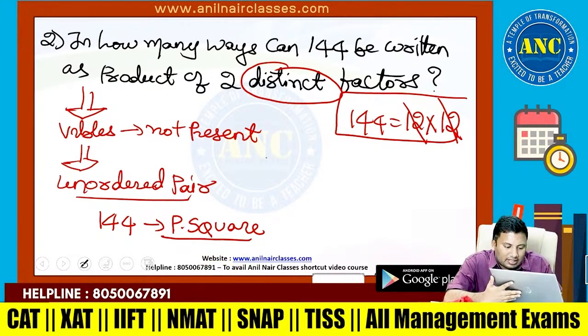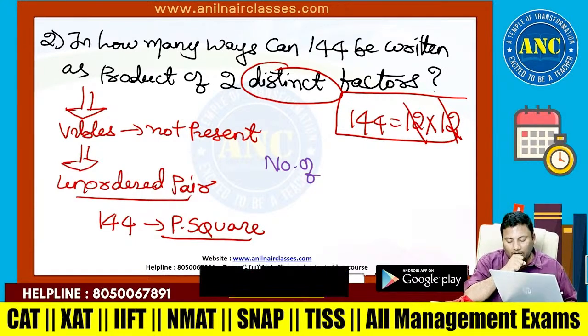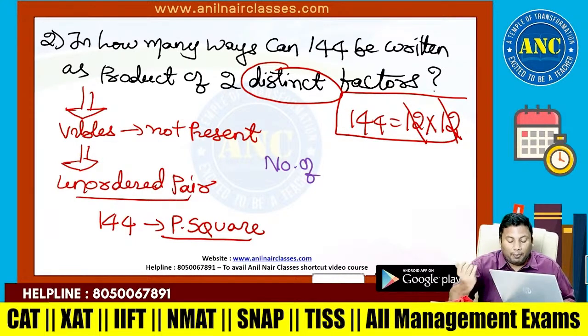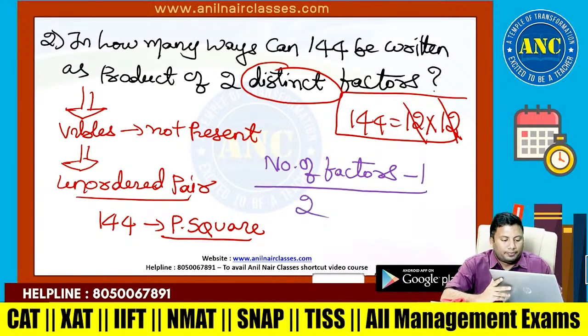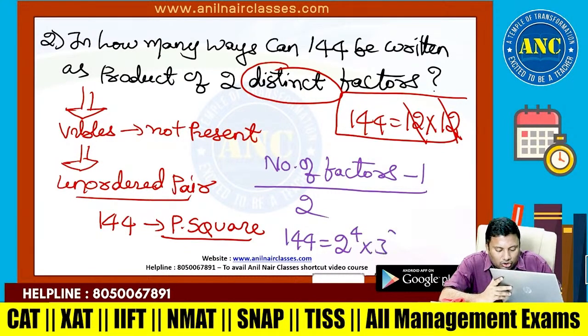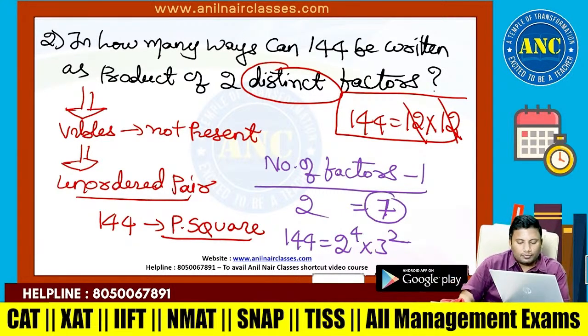Now the answer is number of factors. We are confused whether to take plus 1 by 2 or minus 1 by 2. Distinct means number of factors minus 1 by 2. 144 is 2 power 4 into 3 square. So this is nothing but 5 into 3, 15, 15 minus 1, 14. 14 by 2, 7.